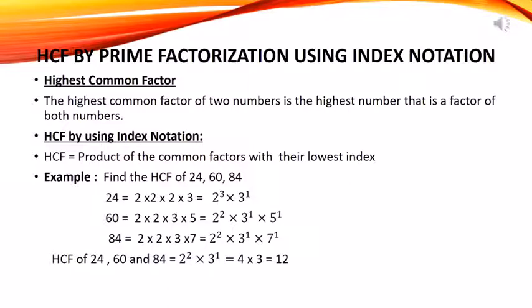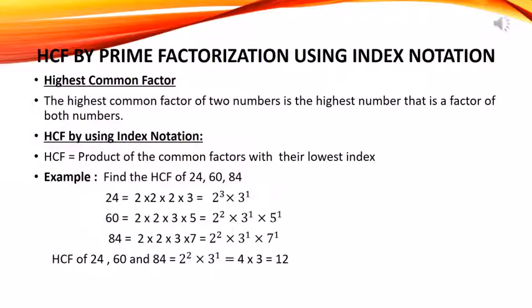As the prime factors common to all three numbers are 2 and 3, it can be said that HCF is the product of the common factors with their lowest index. As you can see here, we have two different indices or powers with the same base 2. That is 2 raised to the power 3 and 2 raised to the power 2. Which one is the lowest one? Yes, 2 raised to the power 2.